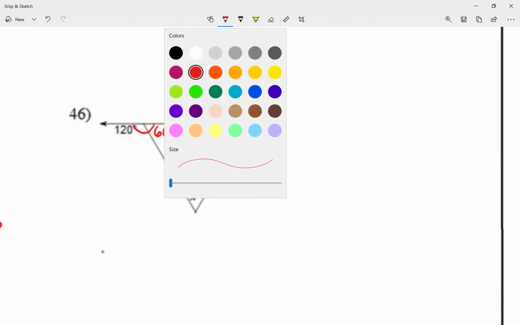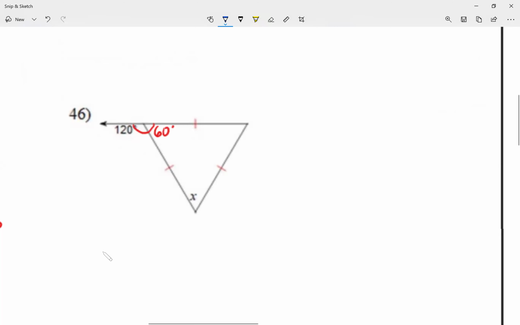Interesting here, though. Let me go blue this time. Actually, let me just go back to blue here. I'm going to say this is 60 degrees. So let me go back to red. I see the three sides are marked. So the three sides are equal. So that means the three angles are also equal. So this angle with this angle and this angle, they're also equal.